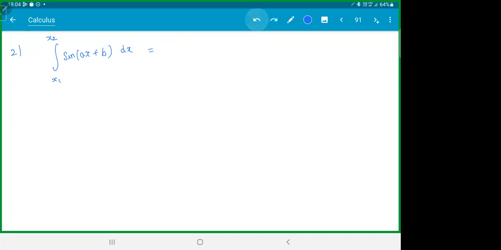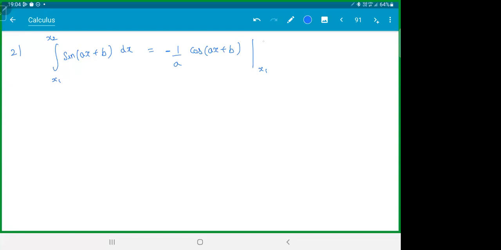So for sine, what do we have to differentiate? Cos, no? But whenever you differentiate cos, what will happen? You get a minus sign. And then you have to differentiate the function inside also, ax plus b. So you get a minus 1 by a. Check it out. If you differentiate this, you'll get sine ax plus b.